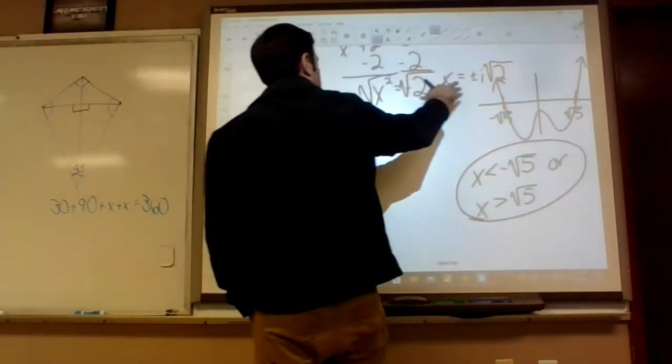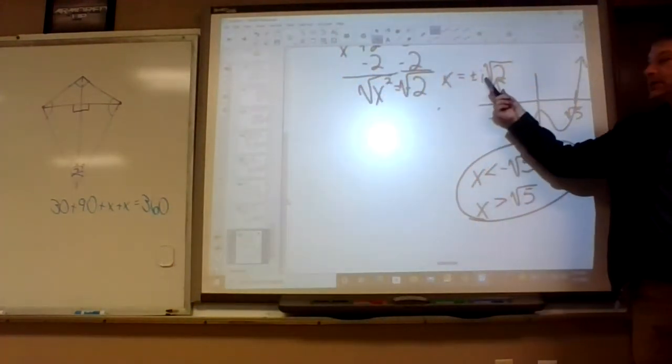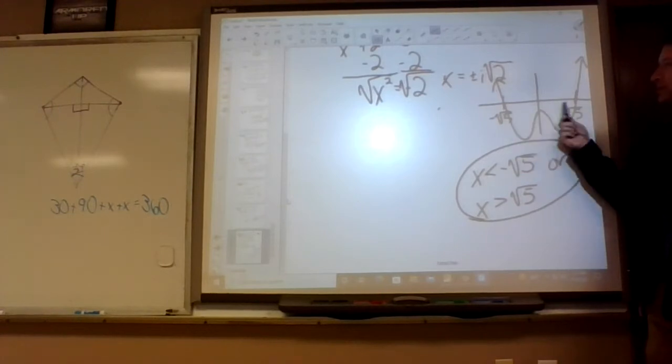This is not an actual root, it's imaginary, so it doesn't cross anywhere for that.